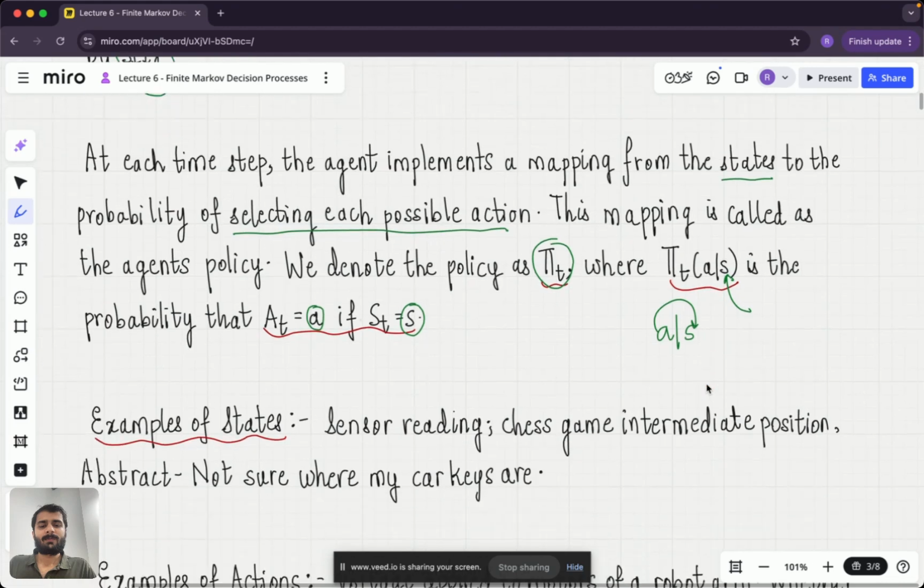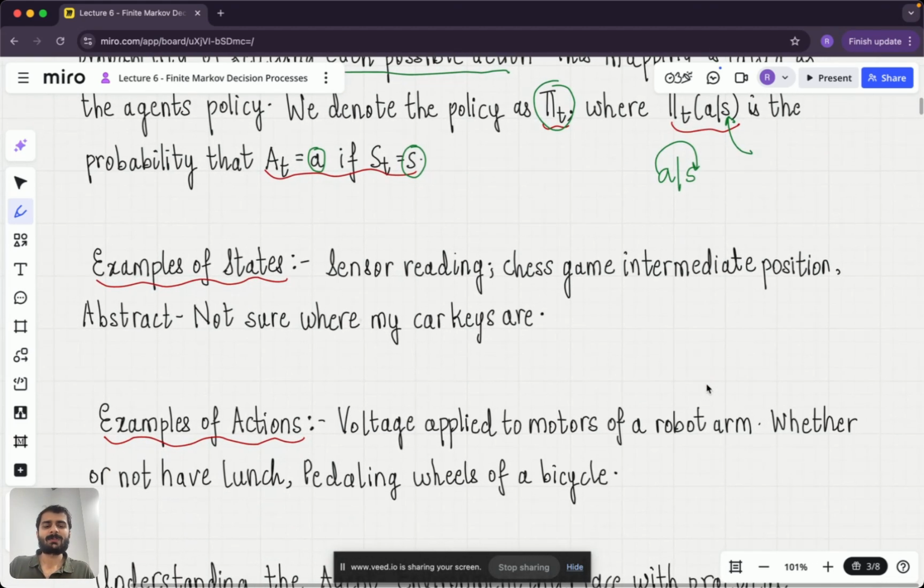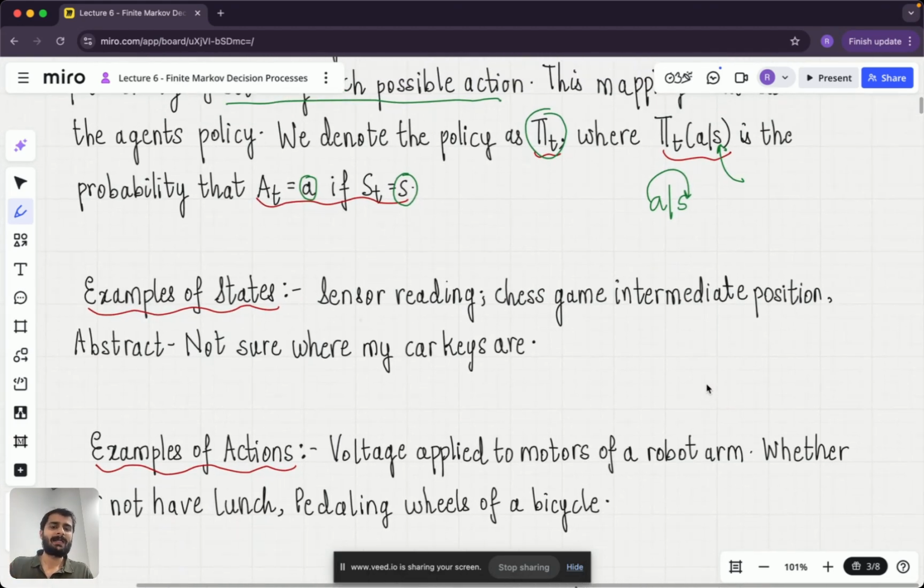Now let's try to understand some examples of states. Examples of states are, let's say, sensor reading, then an intermediate position while playing a chess game or playing a Go game. There are some abstract notions of states as well, which are, let's say, I'm going to office, but I'm not sure where my car keys are. So that governs the state of my mind.